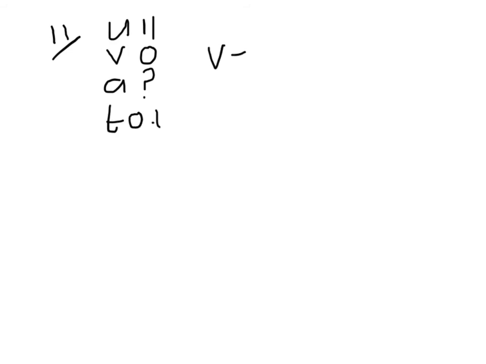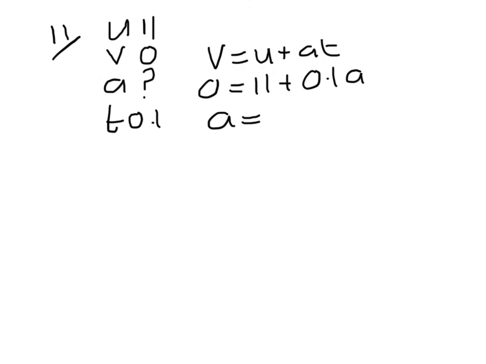Alternatively, you can answer this question in part 2 using the equations of motion. The rifle started at 11, its final velocity is 0, its acceleration we're trying to find out, and it took 0.1 seconds. Using v equals u plus at, 0 equals 11 plus 0.1a, giving an acceleration of minus 110 meters per second squared.